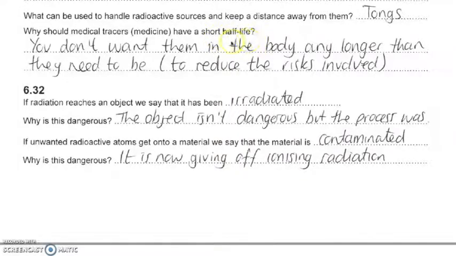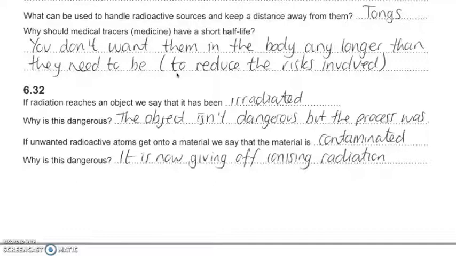So medical tracers, which we'll look at in more detail in a second, have a short half-life, which means they need to be produced relatively close to the hospital, if not in the hospital. Okay, otherwise they'll run out before they actually reach the patient. But the other important reason why that's important is we don't want them to stay in the body any longer than they need to be. Okay, because as we know, there's certain risks with ionizing radiation.